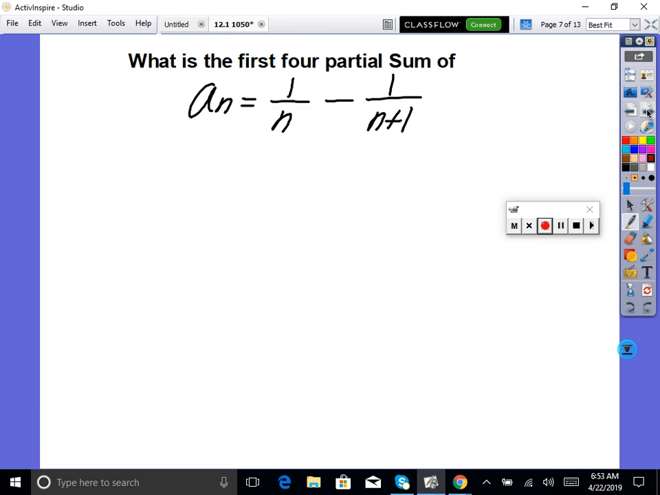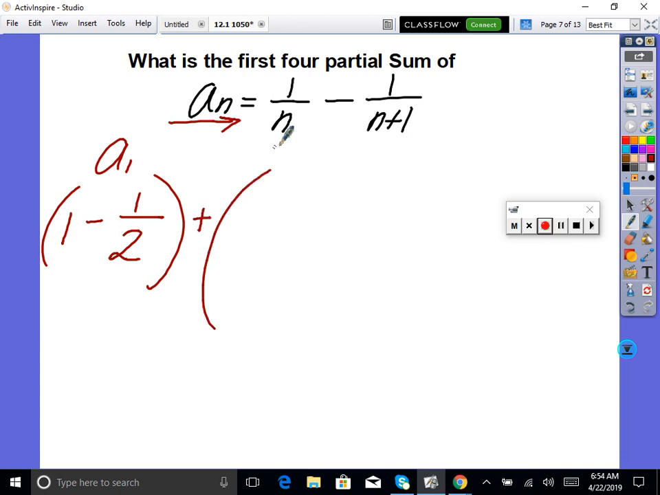Okay, so it says, what is the first 4 partial sum? So that just means take the first 4 terms and sum them up. So let's just find the first 4 terms. This is a direct formula, is it not? So that would be parentheses 1 minus 1 over 1 plus 1 is 2. Then we're adding, because it's a sum, plus, let's find a sub 2.